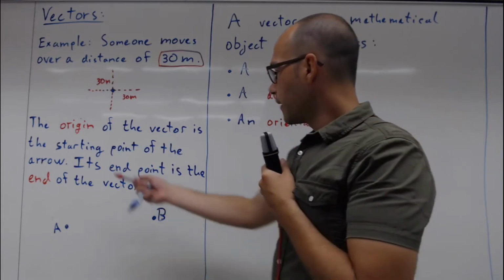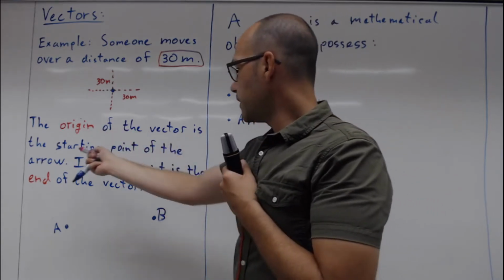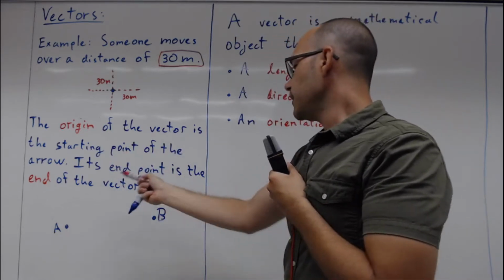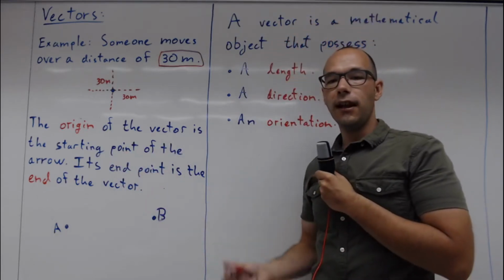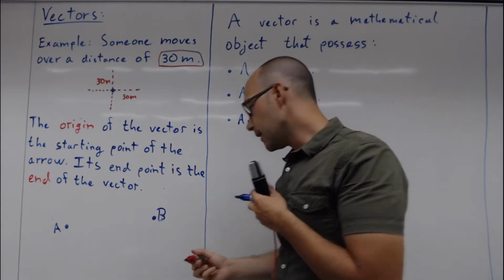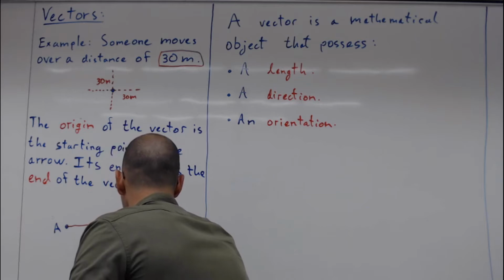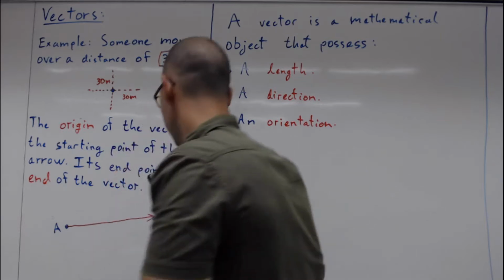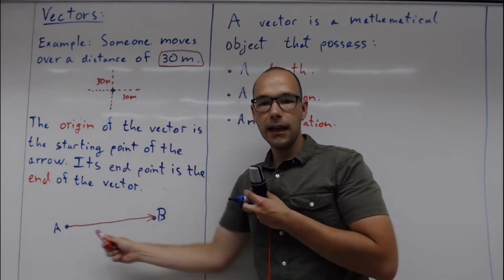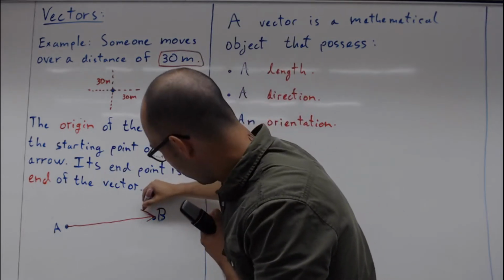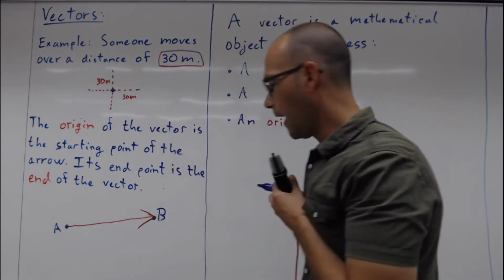So the origin of the vector is going to be the starting point of the arrow. Its endpoint is going to be the end of the vector. Let me draw the vector AB right here. So the vector AB is going to be an arrow like this. The starting point is going to be A, and the end point is going to be B. So we have a nice arrow like that.